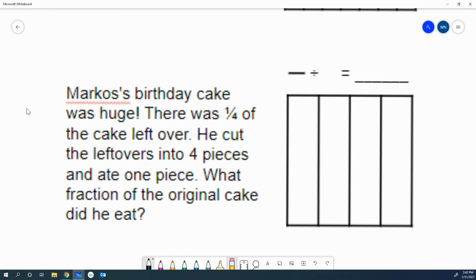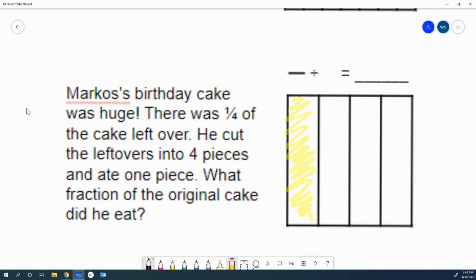Last question. Marco's birthday cake was huge. There was 1/4 of the cake left over. He cut the leftovers into 4 pieces and ate 1 piece. What fraction of the original cake did he eat? As you can see over here, we have the original cake. There was only 1/4 left over. So go ahead and see if you can write the equation and solve the problem.